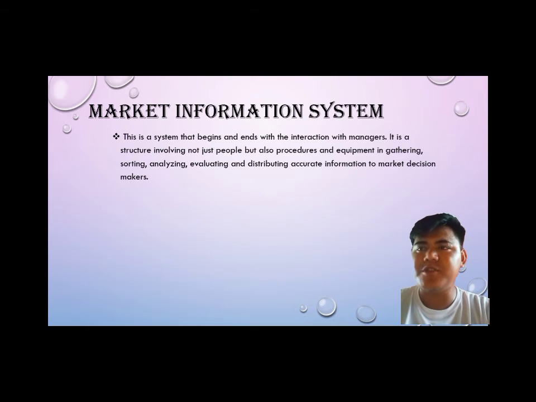Marketing information system is a process and equipment in gathering, sorting, analyzing, evaluating, and distributing accurate information to market decision makers. It means marketing information system is all about procedure and equipment to get accurate information in market decisions.